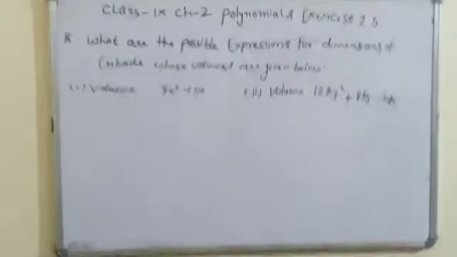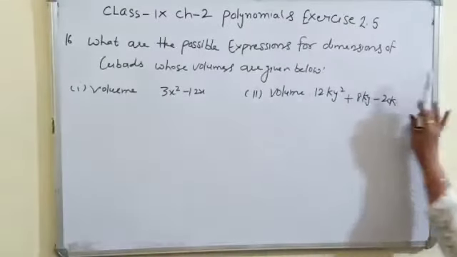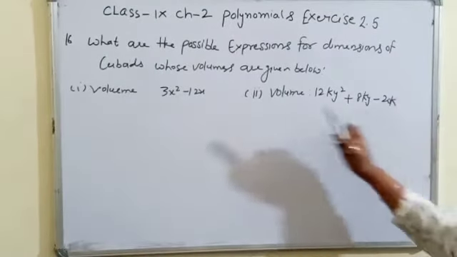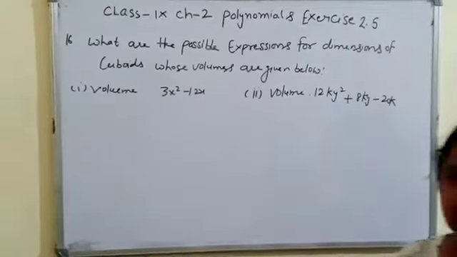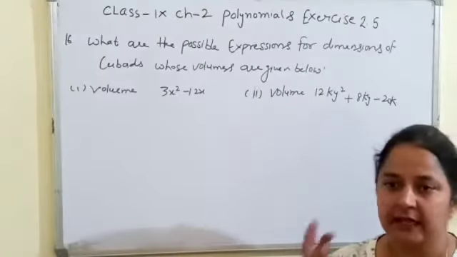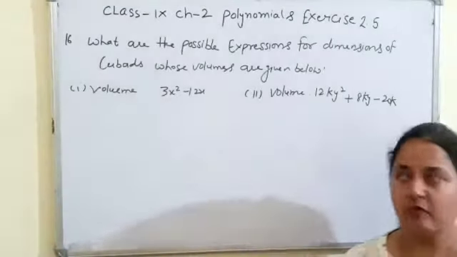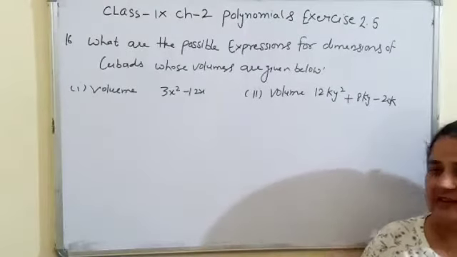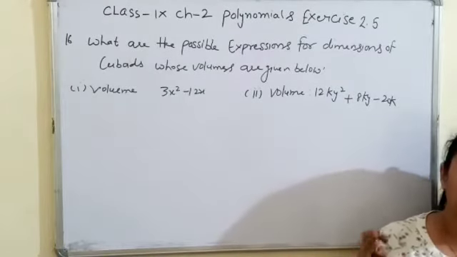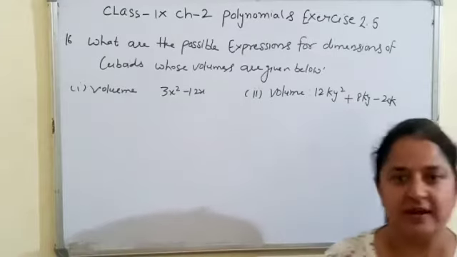Yes, students, in question 16, what are the possible expressions for the dimensions of the cuboid whose volumes are given below? Here volumes are given to us and we have to find the length, breadth and height. So what is the volume of the cuboid? We all know it very well, that is length times breadth times height. So we have to find the three factors here.